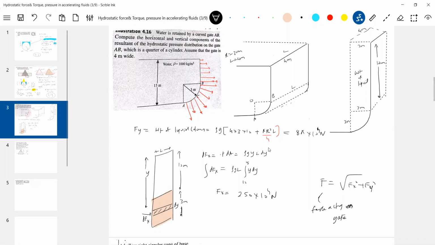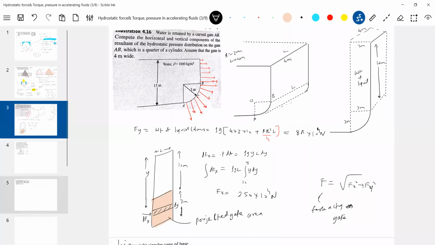So the gate, there's a projected area. Projected gate area. So the y component is very easy, the total weight of the liquid that is acting. I'll take the next problem.